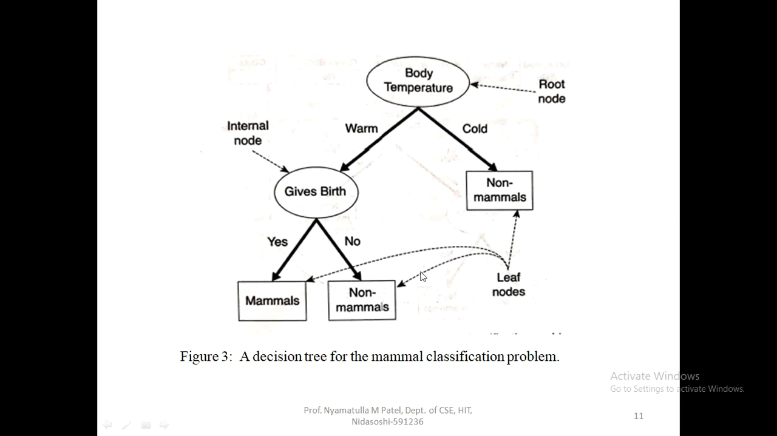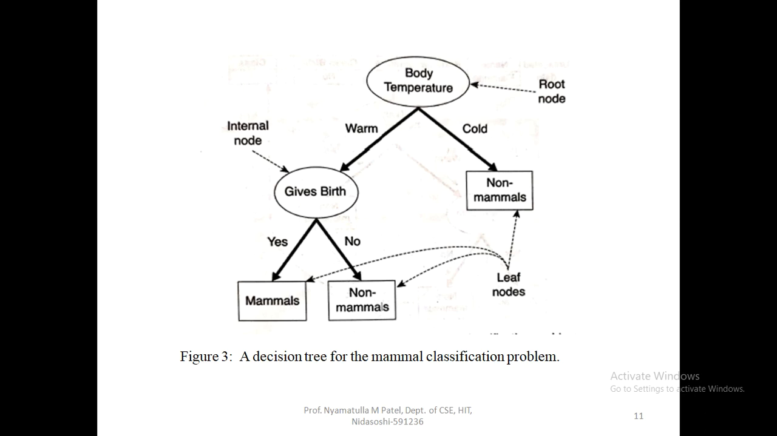Now in non-mammals there are two types of cases again. One non-mammal is the one which has a cold body temperature, that is directly classified as non-mammal. Some of the non-mammals have a warm body temperature. Then again we check one more test condition, whether they give birth or not. If they give birth, then that comes into the classification as mammals. If it does not give birth, then it is a non-mammal. So this is a decision tree, how it is built for the mammal classification problem.